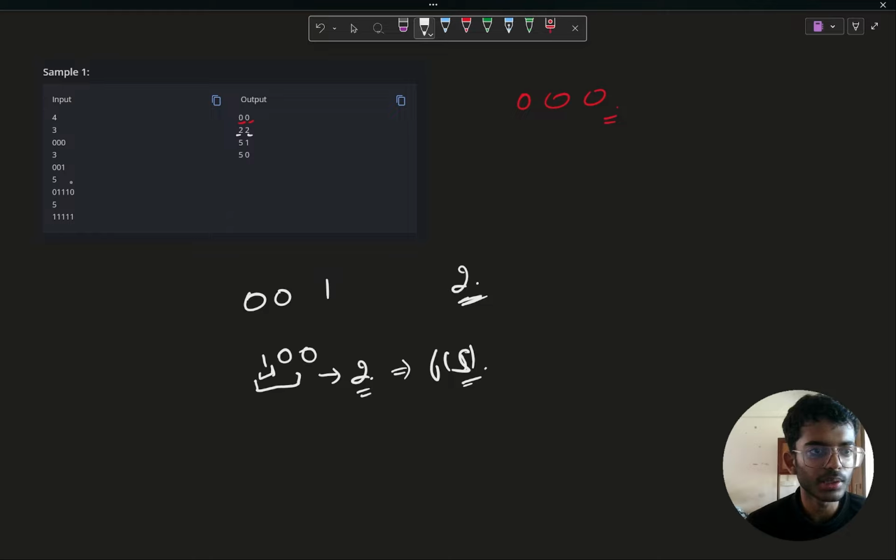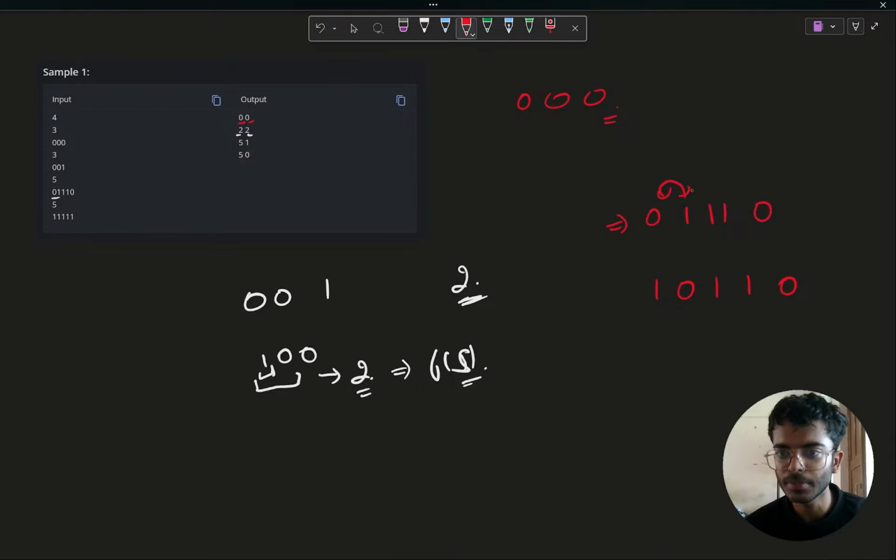In the next, we are given 0, 1, 1, 1, 0. Now, the most optimal string that we can obtain here would be 1, 1, 1, 0, 0, or maybe 1, 0, 1, 1, 0. Yeah, this is the most optimal string that we can obtain from this. Now, how many operations did we do? So we just swap them. So the number of operations that we did was equal to 1, right?